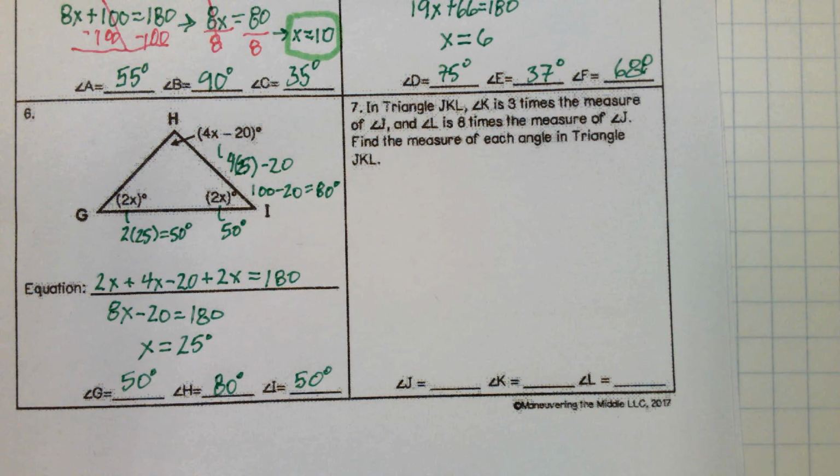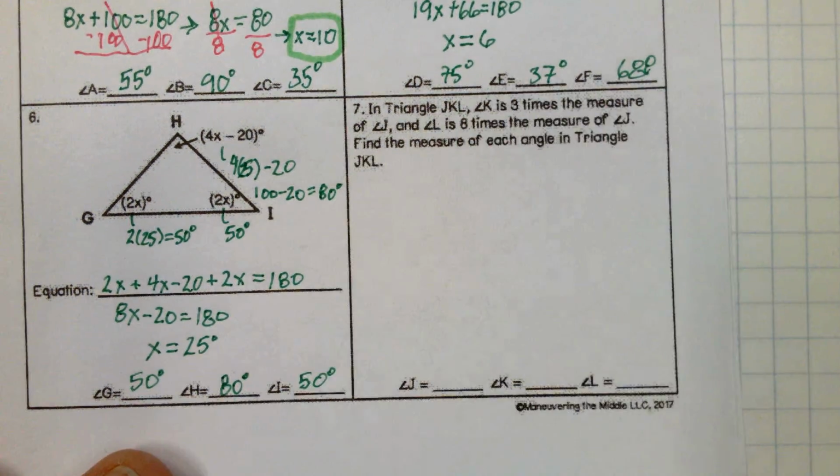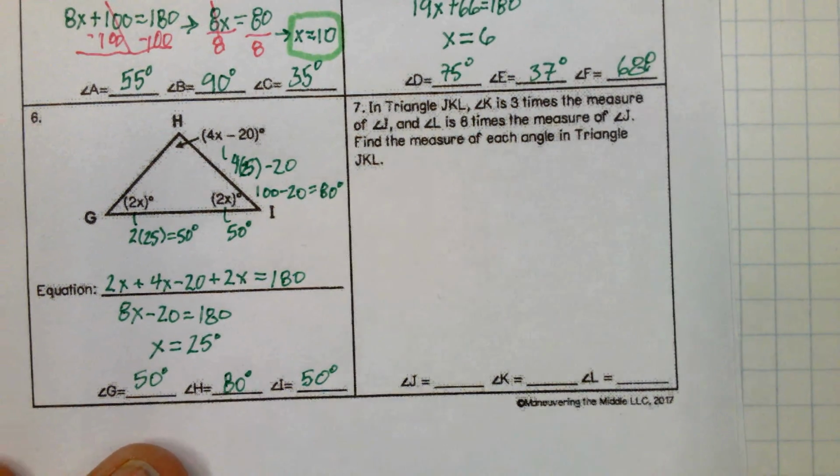Okay, so let's do the last one. They're giving us a word problem. It says a triangle JKL. Angle K is 3 times the measure of angle J, and angle L is 8 times the measure of angle J. Find the measure of each angle in the triangle. So let's draw a triangle, and we will label it JKL.